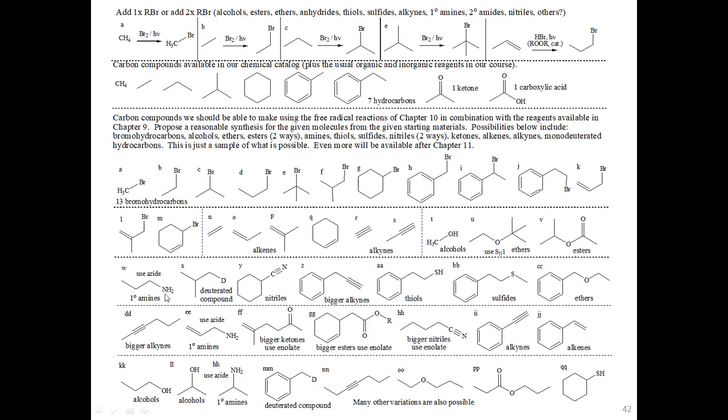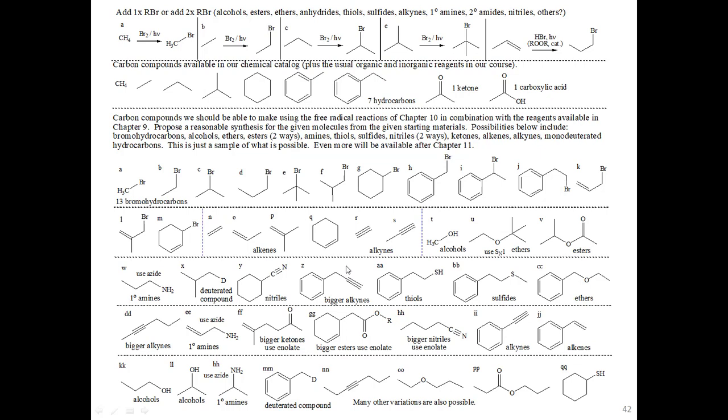We could put a nitrogen there with amines. Okay, remember we had to use azide for that and follow that up with lithium aluminum hydride, and then a workup step. We could put deuterium at any position in there, and that would involve lithium aluminum deuteride. There'd have to be a bromine there. We could put a cyanide there, which would give us a nitrile. There'd have to be a bromine there.